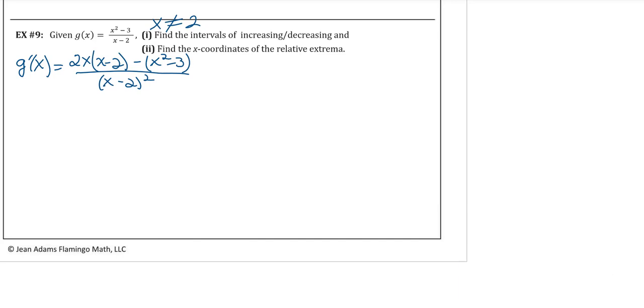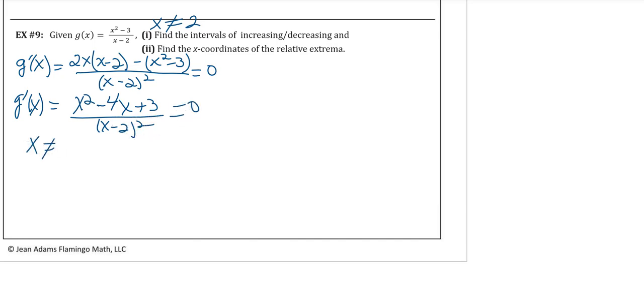Okay, now we're going to set this equal to 0. And of course x, well, let me simplify that first before I get carried away here. So we have g prime of x is going to be 2x squared minus 2x squared, so that gives me an x squared minus 4x, and then I have a plus 3, and that's all over x minus 2 squared, and that's going to equal 0. So of course x cannot equal 2, we already knew that, but that's not in the domain anyway, but we do have to check on either side of it.